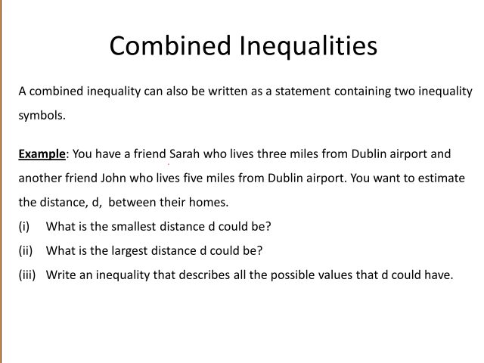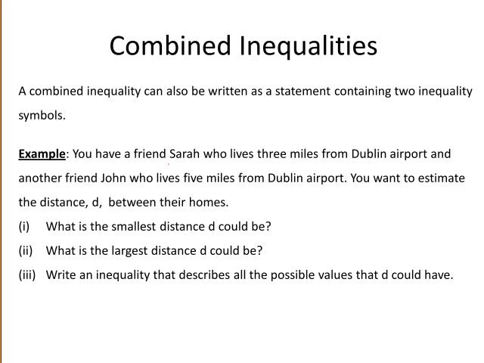A combined inequality can also be written as a statement containing two inequality symbols, without using the word "or" or the word "and" to join these two inequality symbols. So for example, suppose you have a friend Sarah who lives 3 miles from Dublin Airport and another friend John who lives 5 miles from Dublin Airport, and you want to estimate the distance d between their two homes.